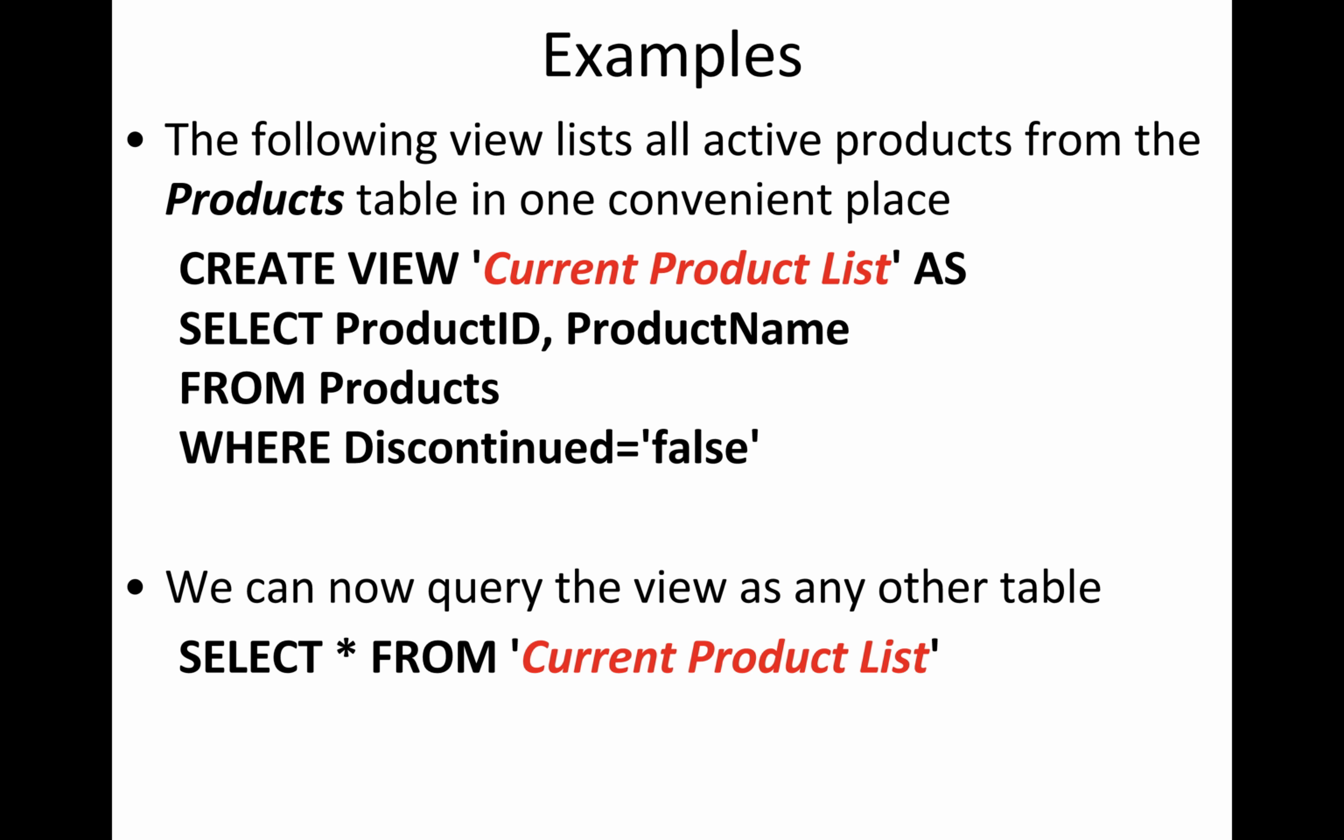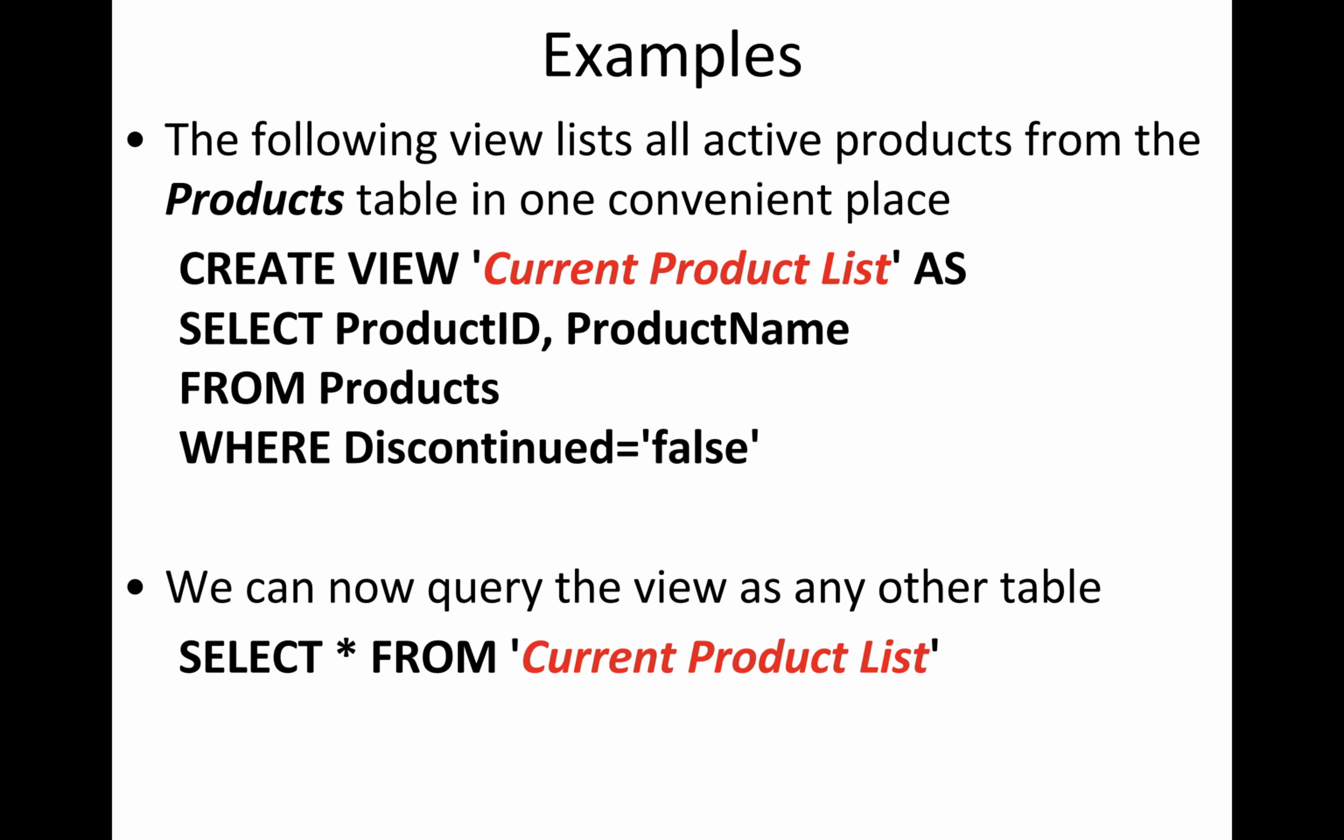So here we have an example of creating a view called current product list, which is extracting values from two tables, product ID from the products table, where discontinued is false. So this is extracting only those products whose discontinued is false. So it's a brand new set of products.